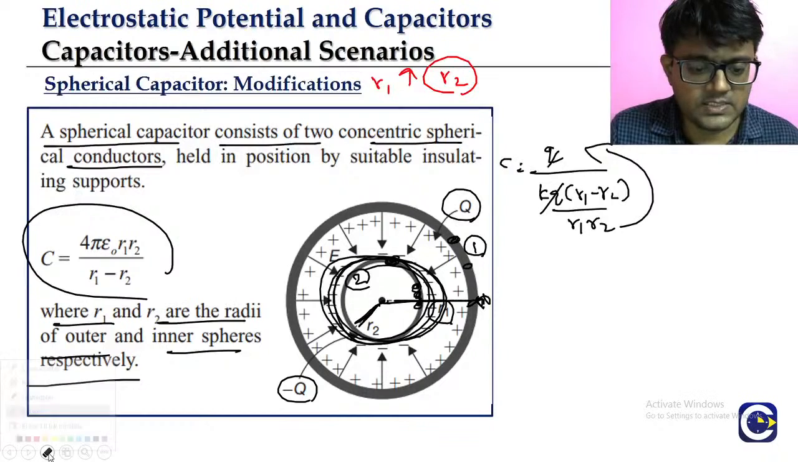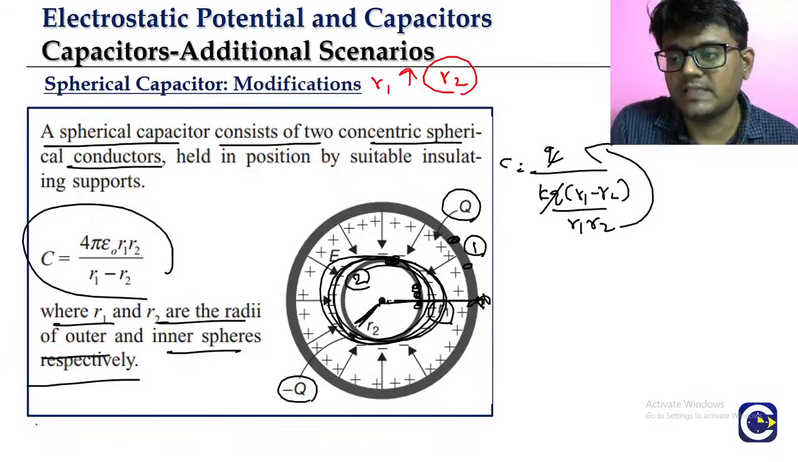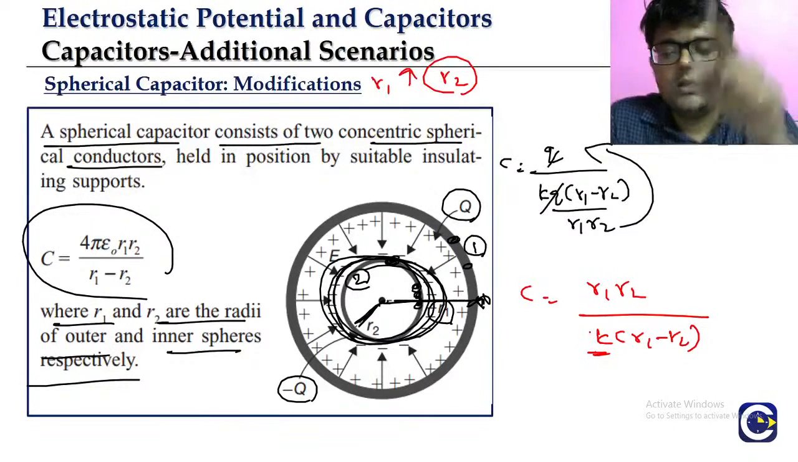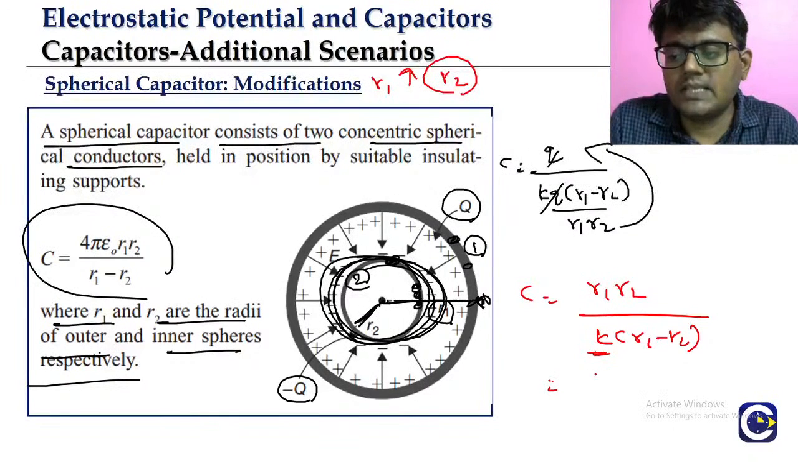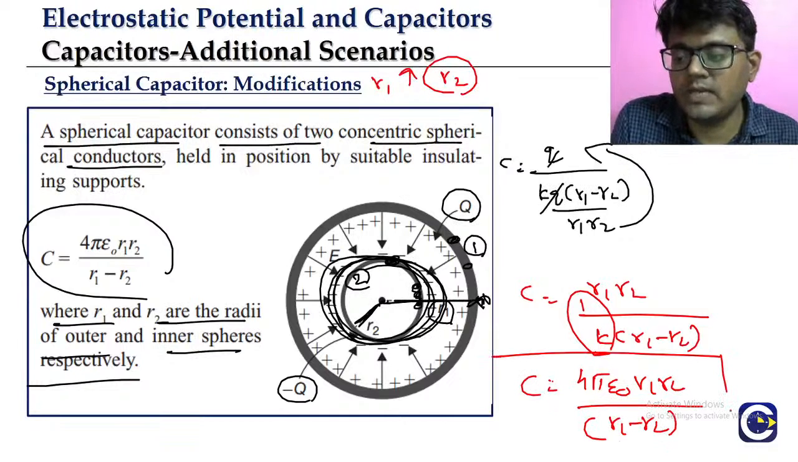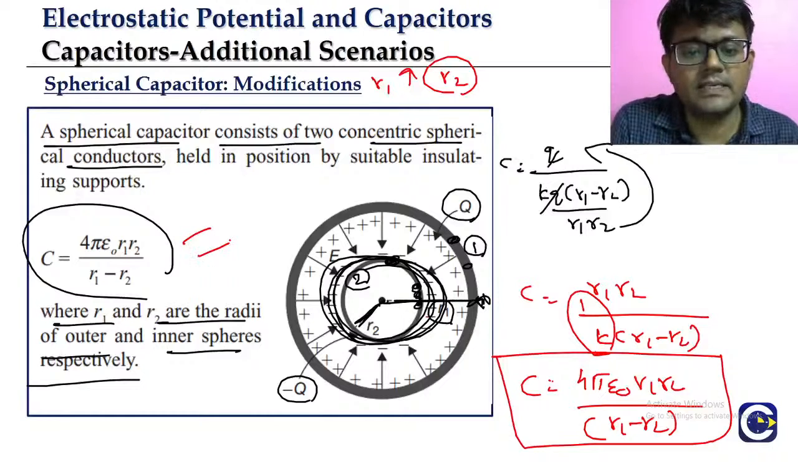அதுதானா capacitance ன்னு சொன்னா என்னது? What is it? Charge divided by potential difference. இங்க பாருங்க, so capacitance எவ்வளவு வருது? R1 R2 by K into R1 minus R2. இங்க பாருங்க, K denominator இருக்கா? So K is what? இது எப்படி 1 by K மாதிரி தானா? 1 by K means what? 4 pi epsilon naught. So 4 pi epsilon naught R1 R2 by R1 minus R2. இதானது the capacitance value. இதான் இங்க இருக்கு result.